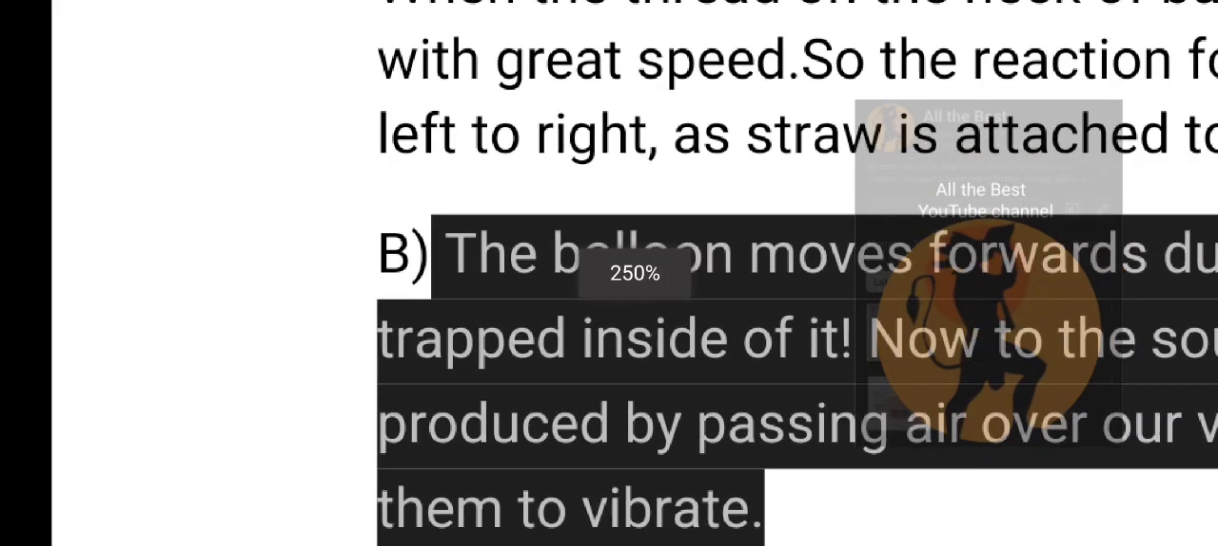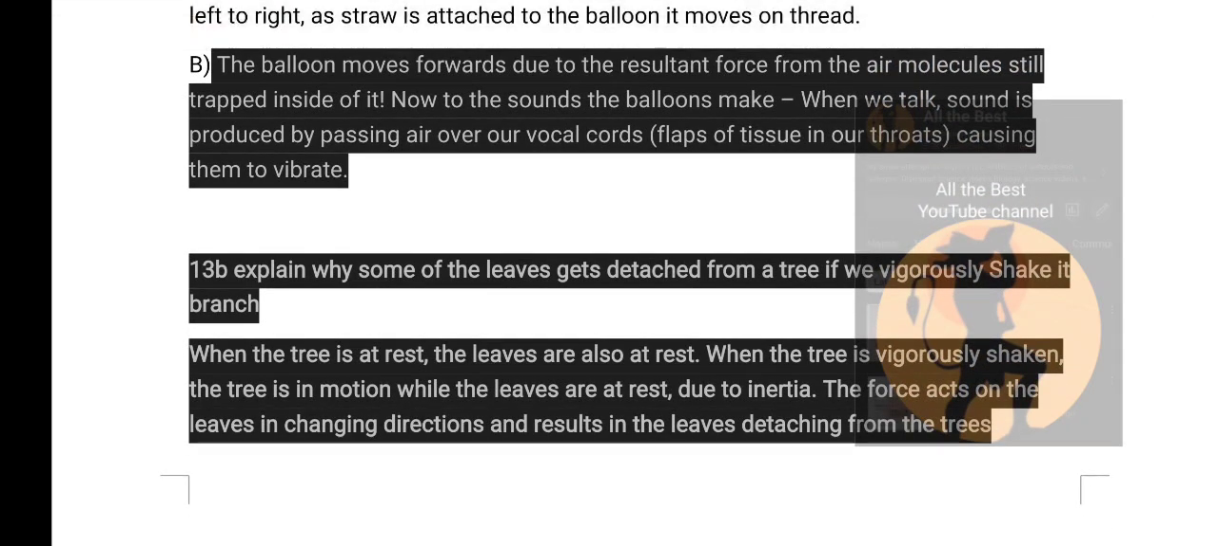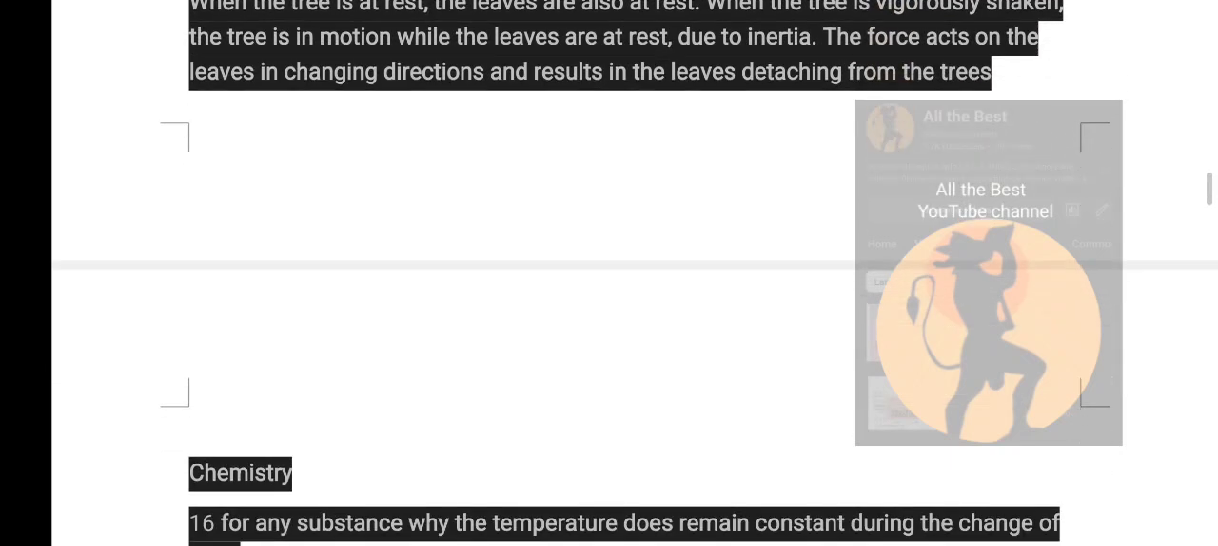The flap is vibrated. So next, explain why some of the leaves get detached from the tree if we vigorously shake its branches. When the tree is at rest, the leaves are also at rest. When the tree is vigorously shaken, the tree is in motion, while the leaves remain at rest due to inertia. The force acts on the leaves, changing their direction. As a result, the leaves detach from the tree.